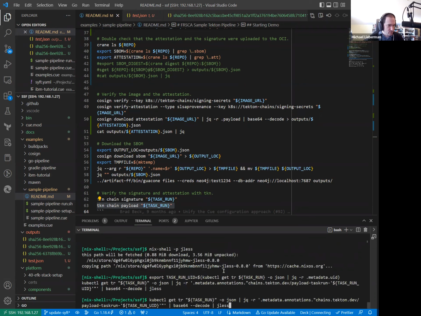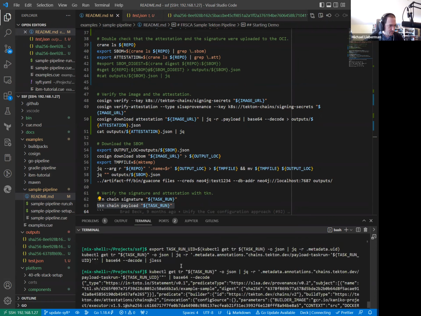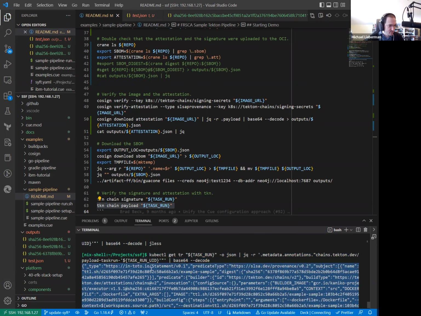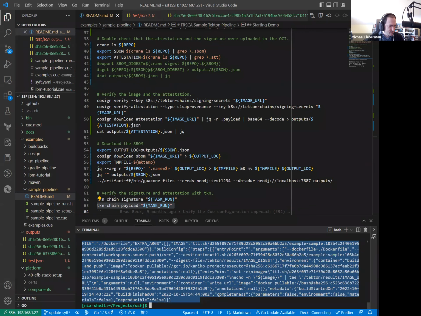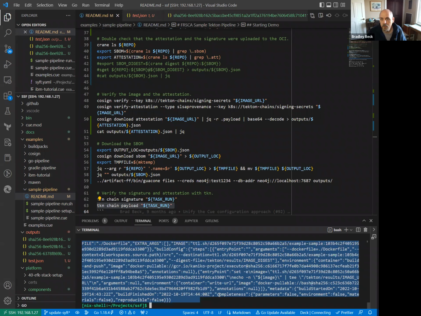Let me just see if it does the same thing. No, this time it returned one. So I don't know. That may be just an issue with how it's uploading it to OCI. Maybe, I don't know.